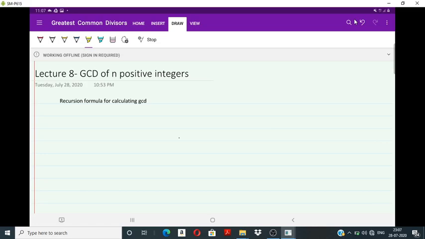Hi all. In this lecture, we will discuss a recursion formula for finding the GCD of three or more positive integers. Okay. So before going to the calculation, recursion formula for calculation, we first extend the definition of linear combination. That is linear combination of n positive integers.